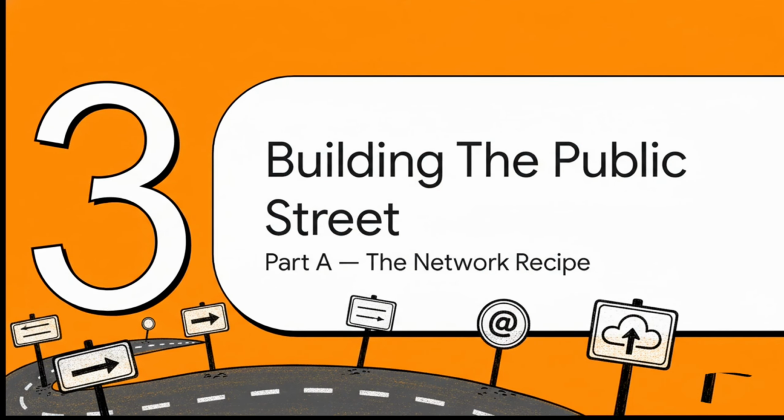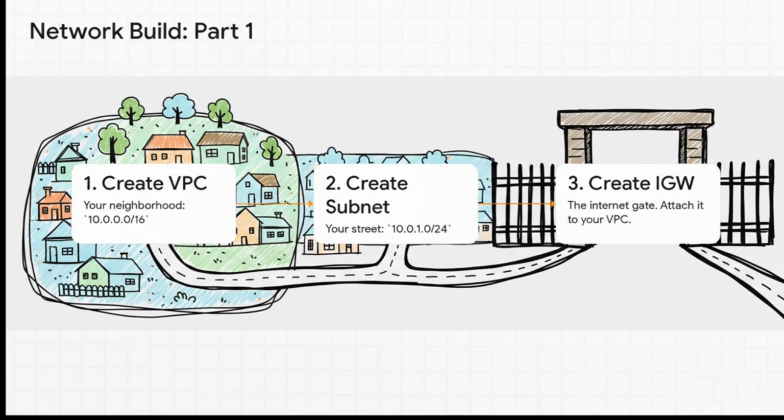All right, now that we've got that picture in our heads, let's actually start building. We'll kick things off with part A, putting together the network itself. Think of this part like we're laying down the asphalt for our new street and putting up all the signs. So first things first, you create your neighborhood. That's the VPC. Then you lay down a specific street inside it. That's your subnet. And then you build the main gate for the whole community, the Internet Gateway.